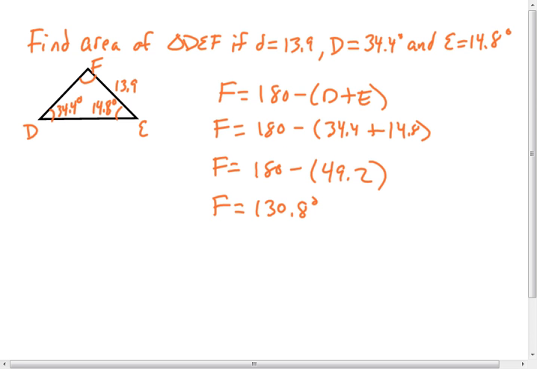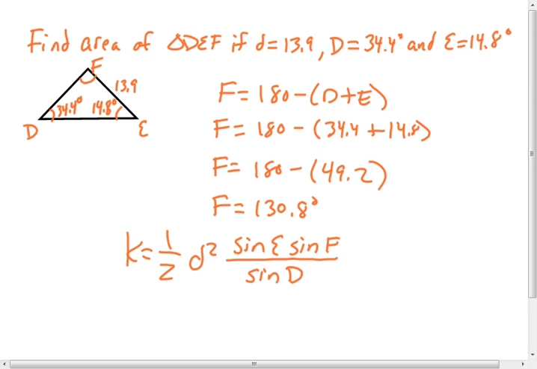So now we know all three angles, so now we can use our area formula that we've learned previously. And the one we're going to use is based on the side that we were given. The side that we were given was side D, so we'd use the formula based on D. So our formula would look like this: K equals 1/2 D squared, and then the sine of the other angles, sine of E, sine of F, and then the corresponding angle for that side D would be on the bottom, sine of D. So 1/2 D squared, sine of E, sine of F, over sine of D.